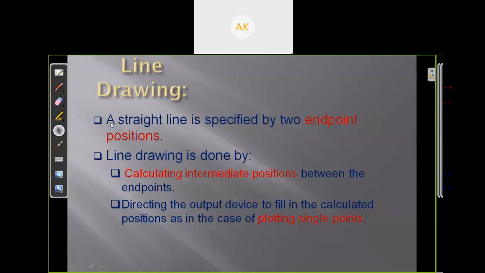To draw a line, we have a straight line specified by 2 endpoints, meaning start point and end point. A line drawing algorithm is done by calculating intermediate positions. What are the intermediate pixels in between these 2 endpoints? Then directing the output device to fill the calculated positions. We first calculate the positions, and then we direct the output device to fill them. This is called plotting. In the case of plotting single points, suppose we have calculated one point and fill it by directing our output devices.